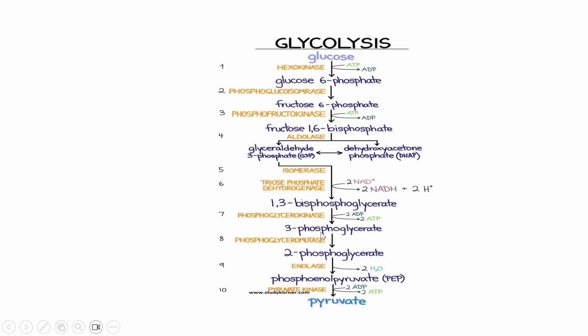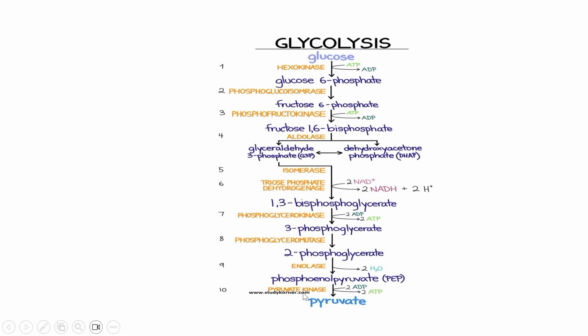And come to step 8. Step 8 is phosphoglycerate mutase. We just transfer the phosphate group from carbon 3 to carbon 2. That is, we interchange the position of the phosphate group. And also step 9, we convert the 2-phosphoglycerate to phosphoenolpyruvate, that's PEP. So it's a dehydration process. We dehydrate it by producing a molecule of water, by an enzyme called enolase.